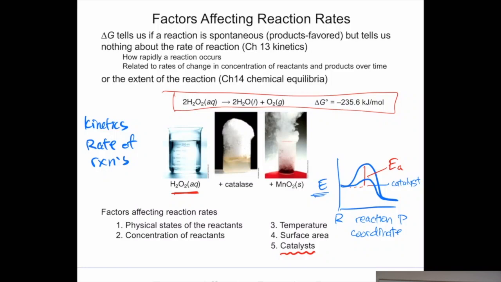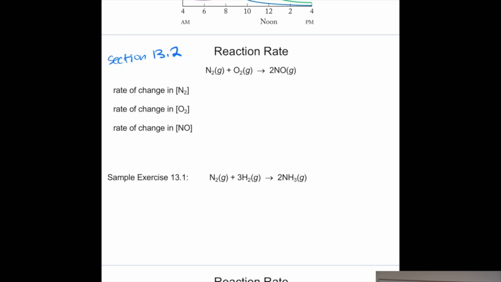Catalyst is just one thing that affects the rate. Here are some other things listed here. The physical states of the reactants, the concentration, the temperature, the surface area. We're going to be focusing our attention mostly on the concentration of the reactants in this chapter in our discussion. But we'll probably be touching on these other factors as well when we get a little bit deeper into the chapter. Okay? Talking a little bit about reaction rates, okay, with respect to the change in concentration over time.